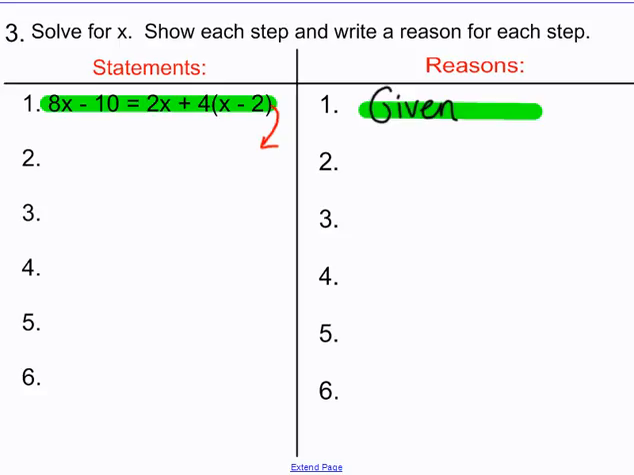Well, if I look at this problem, I know that I have to distribute. So I'm going to write down the left-hand side as is, and then the right-hand side becomes 4x minus 8. So what did I do? I distributed, so that would be the distributive property.